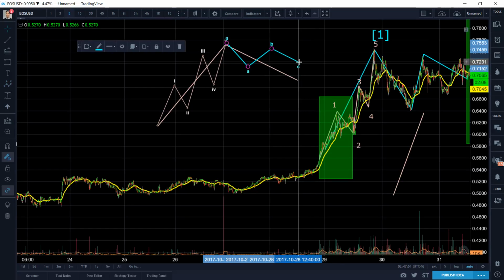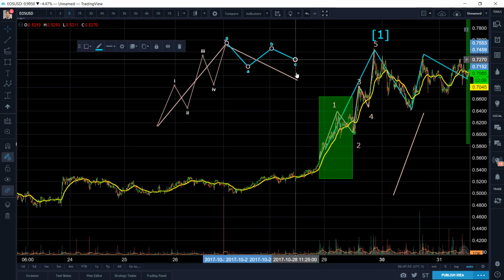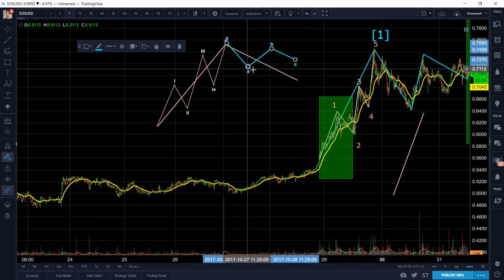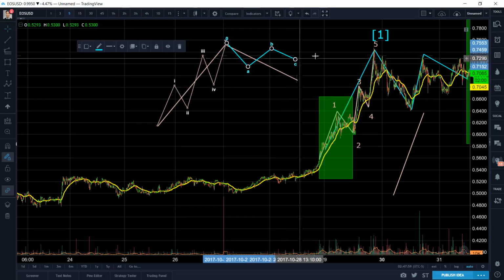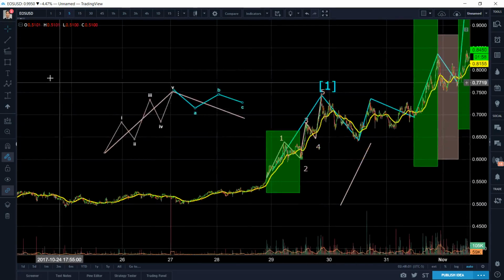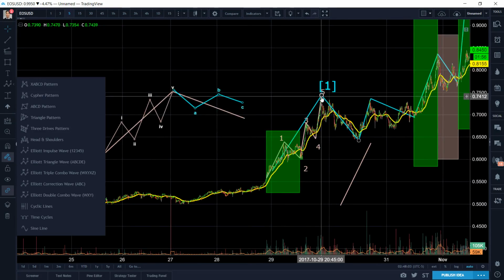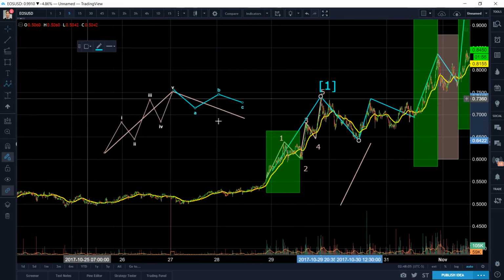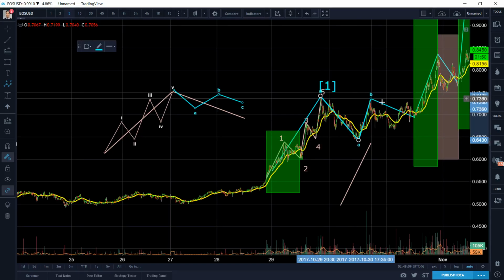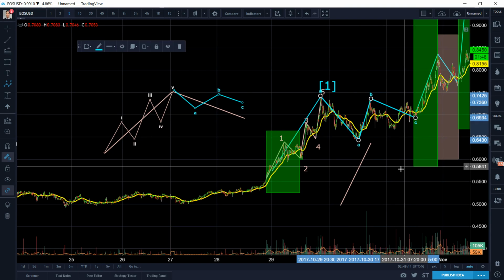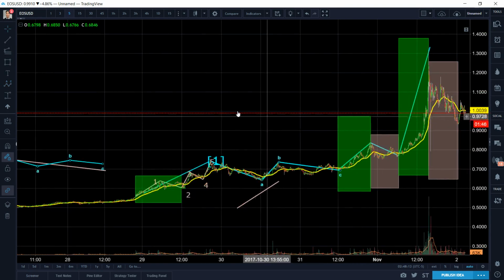It could be like this, sometimes it's like this. If it's like this, where point C doesn't go nearly as far as A, then it's called a truncated C wave, okay? And notice right here, we actually have the exact same thing. We have A right here, B right there, and we have C right there, okay? Make sense? Awesome.